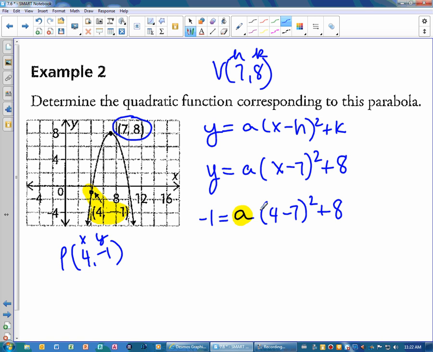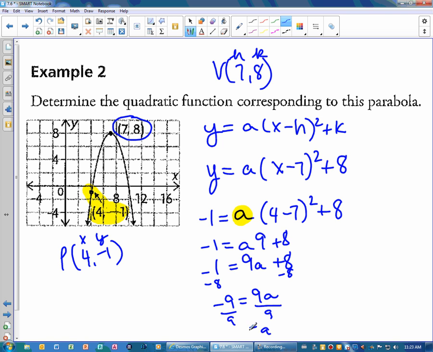BEDMAS says I have to do what's in bracket first and then squared. So a is sitting there waiting for this to happen. I have 4 minus 7 is negative 3. Negative 3 squared is 9. Now, this might bug you, so just rearrange it. a9 is the same as 9a. Okay, I'm trying to isolate the a. Get rid of 8, get rid of 8. So I have negative 9 equals 9a, divide by 9, divide by 9. a is negative 1.